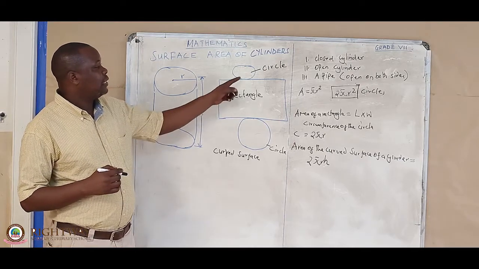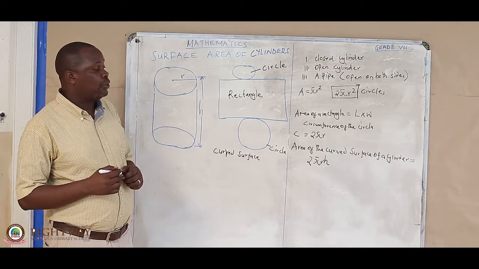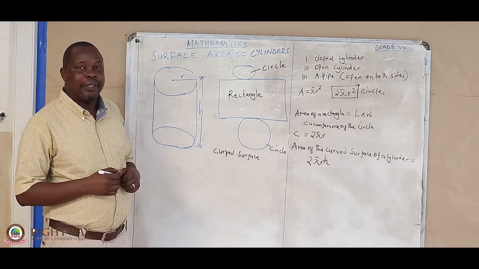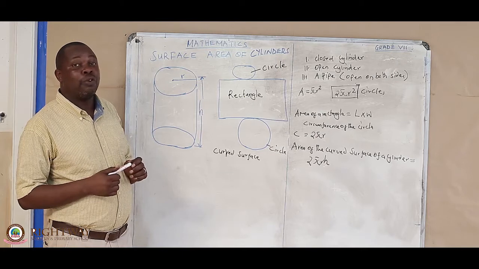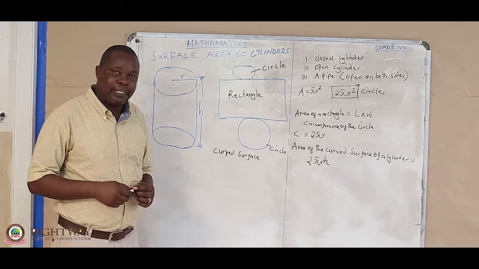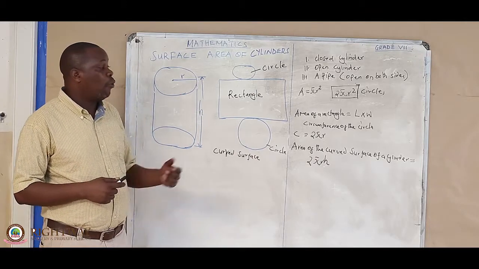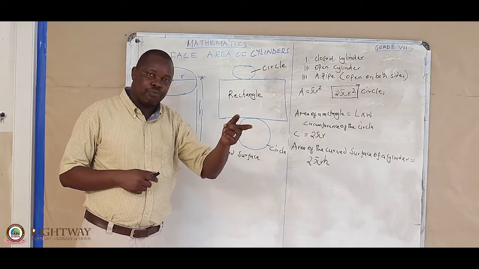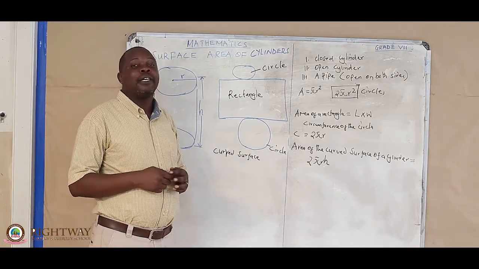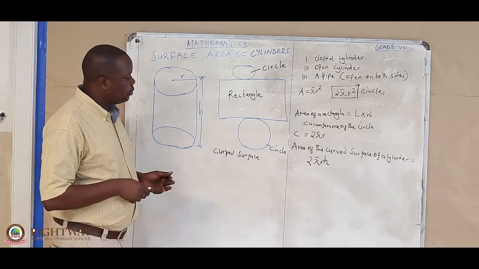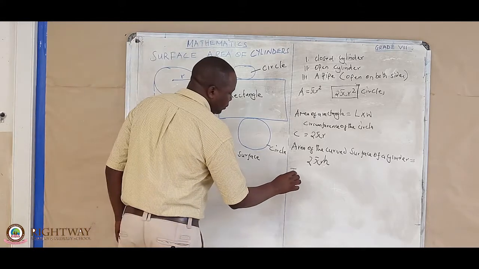We come to the circles. We have two circles, the top and the bottom. They are always the same. For it to be called a cylinder, the top circle and the bottom circle must be the same. That is why when you find the area of one circle, you just multiply it by 2 to get the area of both circles.